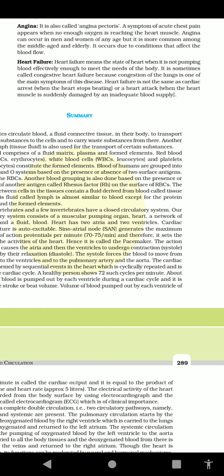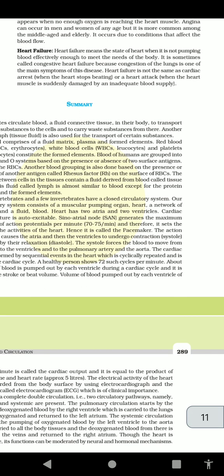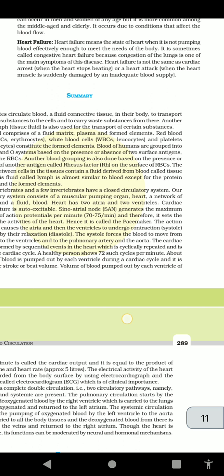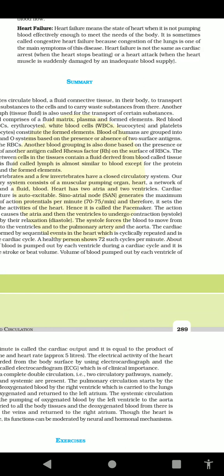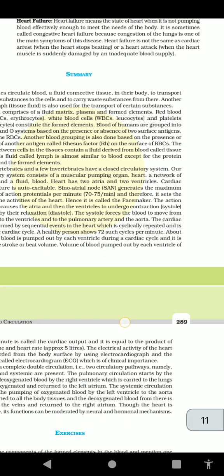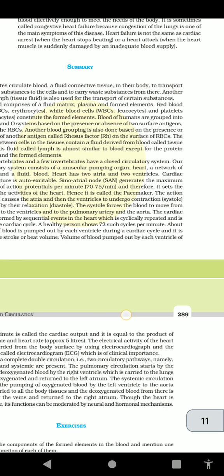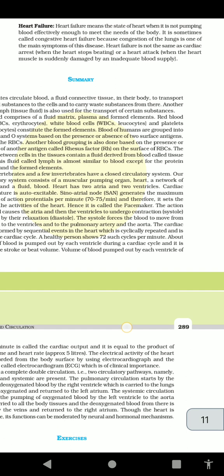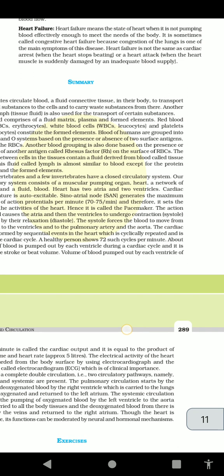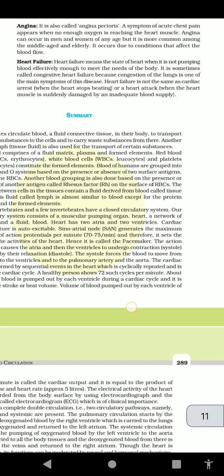Heart failure. Heart failure means the state of the heart when it is not pumping blood effectively enough to meet the needs of the body. It is called congestive heart failure because of the congestion of the lungs, which is one of the main symptoms of this disease. Heart failure is not the same as cardiac arrest, when the heart stops beating, or a heart attack, when the heart muscle is suddenly damaged by an inadequate blood supply.